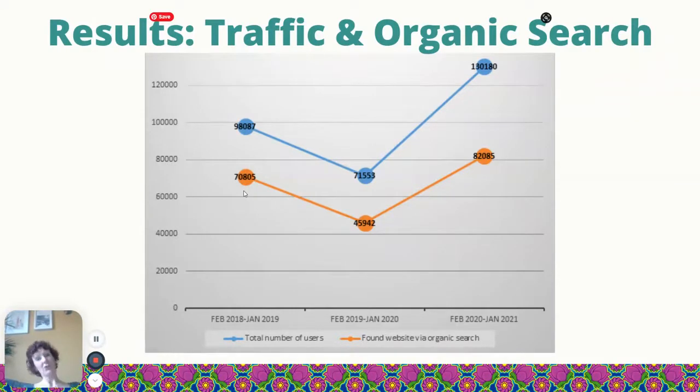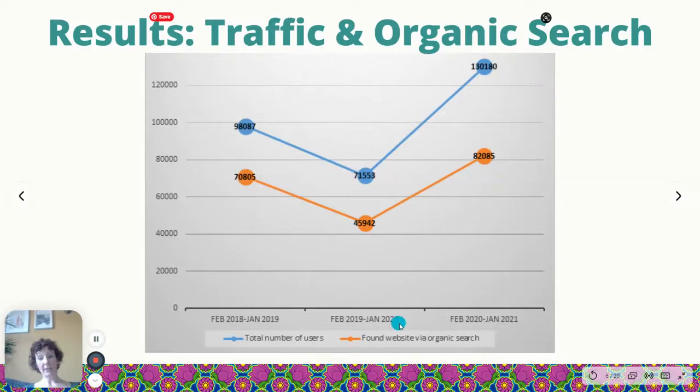But it was dropping off at a significant rate of knots, because by the next year, you can see February 2019 to January 2020, massive drop down to 71,000 overall visitors and nearly 46,000 people coming through organic search. And the memberships for the society were doing exactly the same thing, just a massive, massive downward trend. And it had been going on for years.